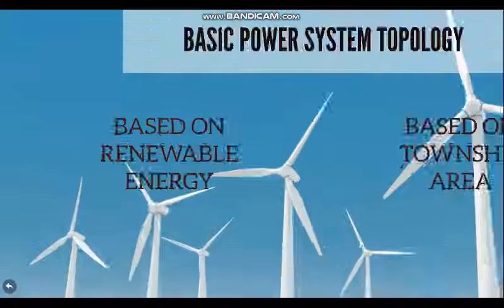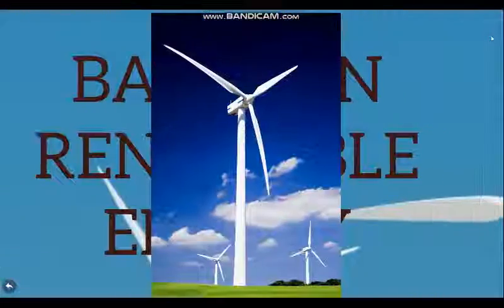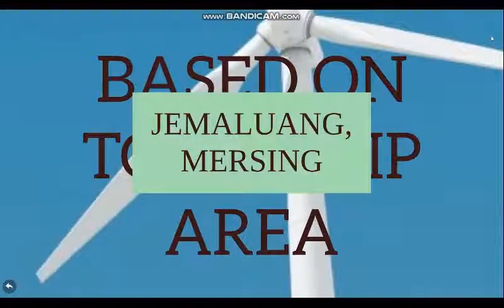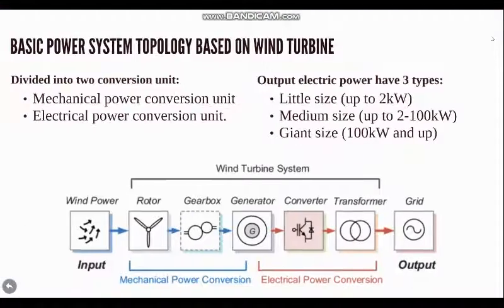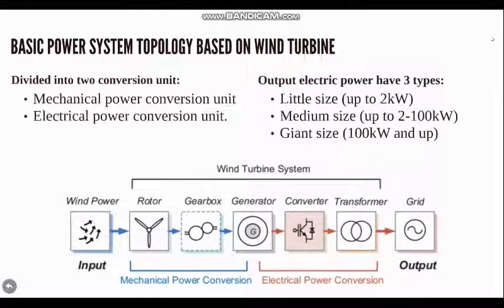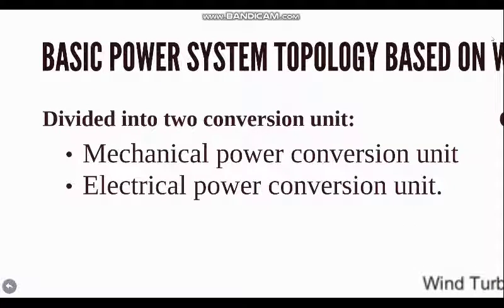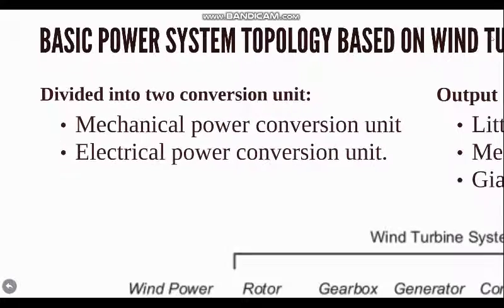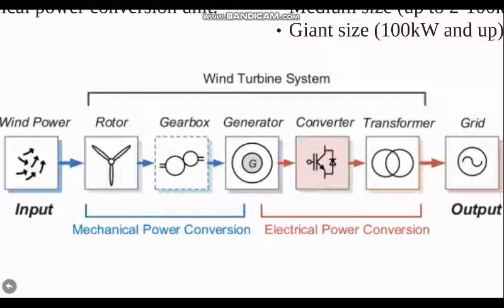Next is the basic power system topology based on renewable energy and also based on township area. The basic power system topology based on wind turbine is first of all divided into two conversion units, which are the mechanical power conversion unit and the electrical power conversion unit. The mechanical power conversion unit converts from the wind turbine to the wind generator, and the electrical power conversion unit converts from the generator to the grid.